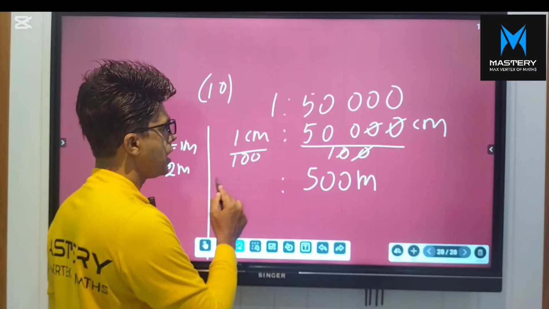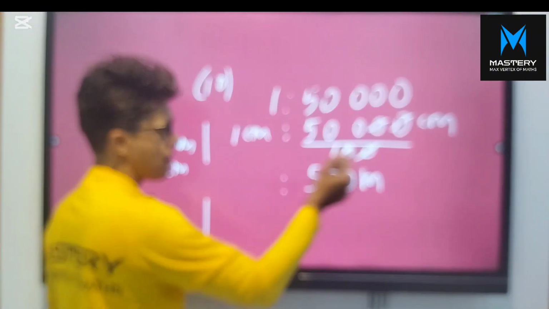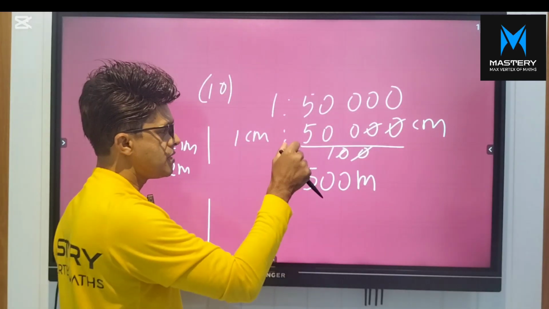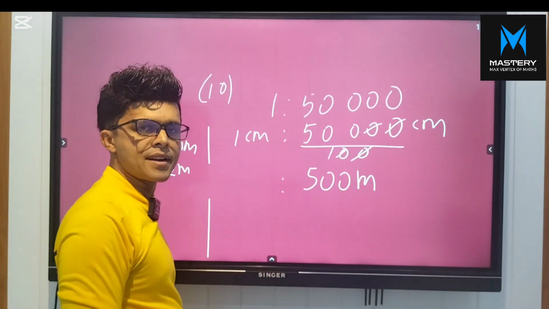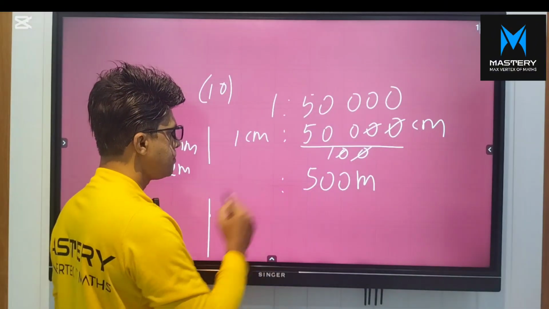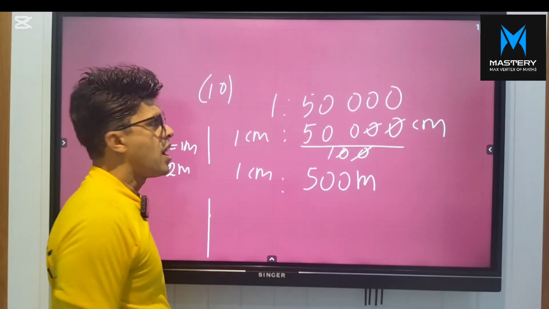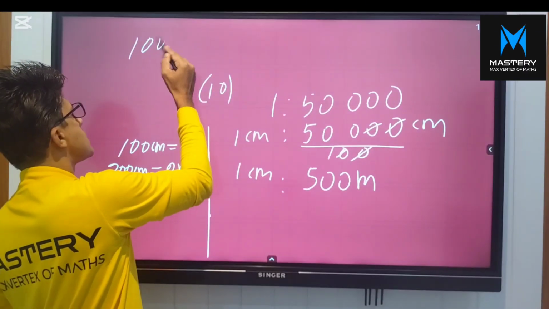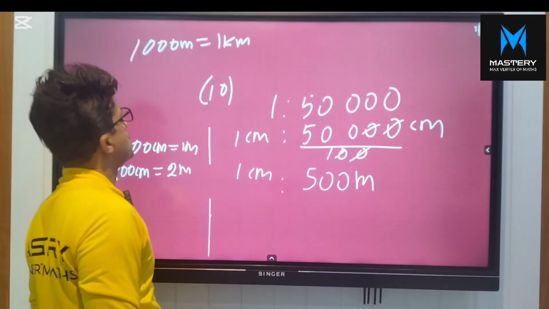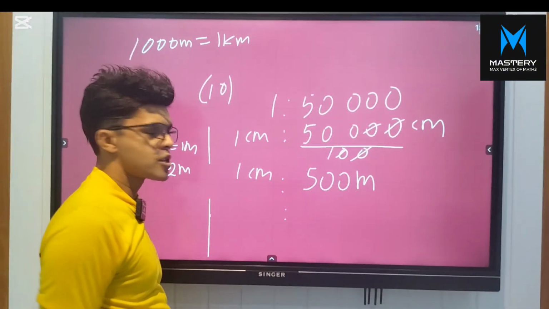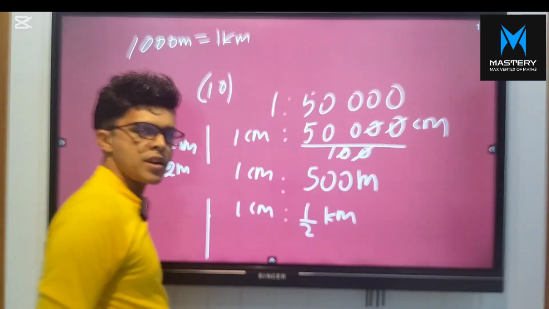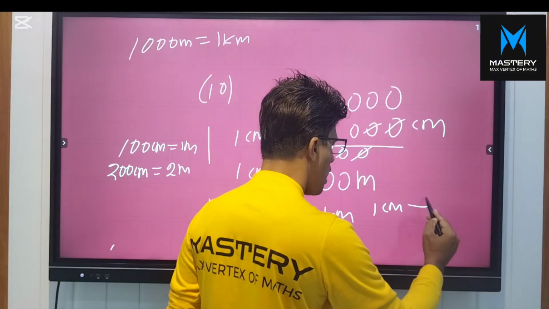This side is divided by 100 in order to convert the centimeters into meters. What did I do? I divided this 50,000 by 100 to get this value in meters. This means 1 cm represents 500 meters. The other point is 1000 meters equals 1 kilometer. 500 meters equals half a kilometer. So 1 cm represents half a kilometer.